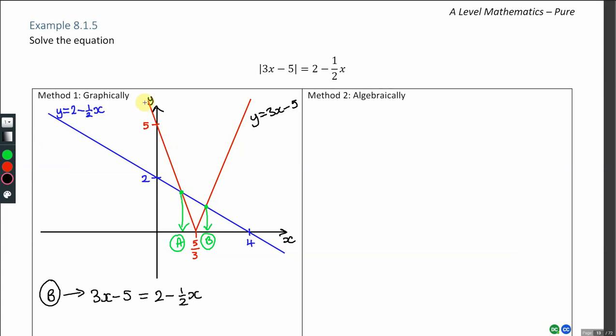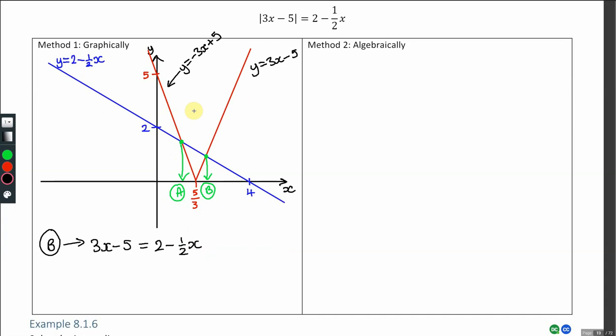The other part of the modulus graph, that's the bit that was effectively flipped up or reflected in the x-axis. So this bit now has a gradient of minus 3, whereas this part had a gradient of 3. This part will have a gradient of minus 3, and we can see it goes to the y-axis at 5. So solution A will come from solving minus 3x plus 5 equals 2 minus a half x.